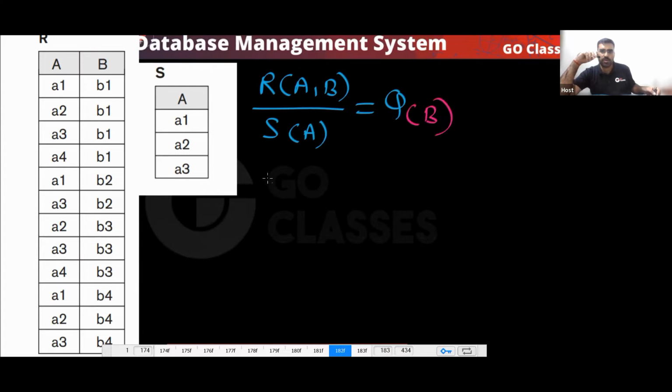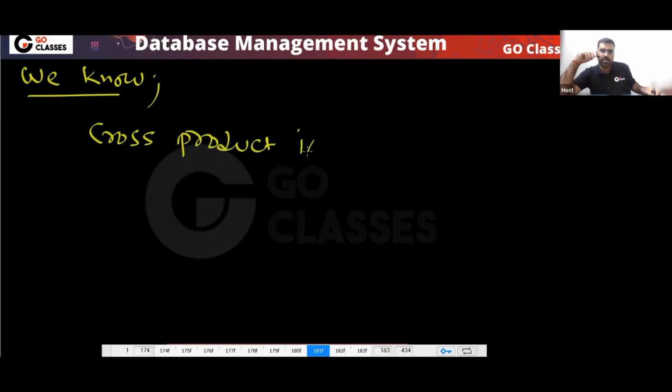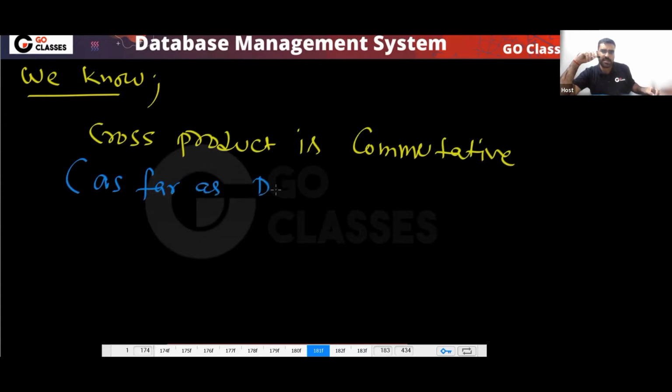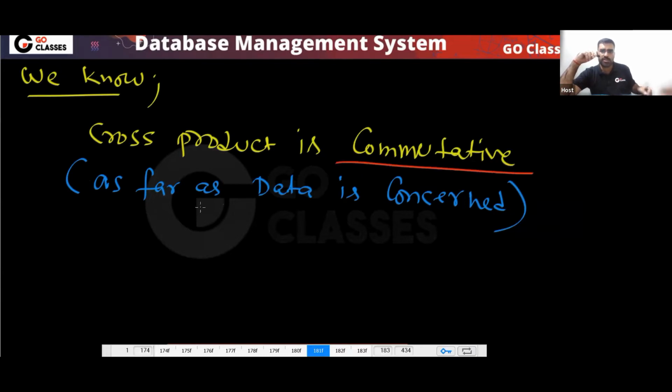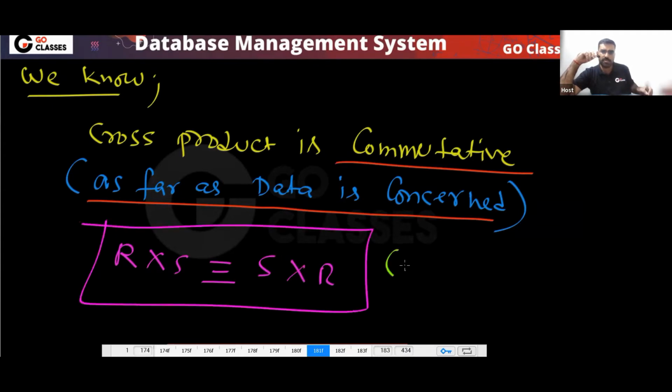Now remember, you already know this: cross product is commutative. This we have already seen in the last class. As far as data is concerned, the schema will be different, but as far as data is concerned, this cross product is commutative. So R cross S is equivalent to this, in terms of data.